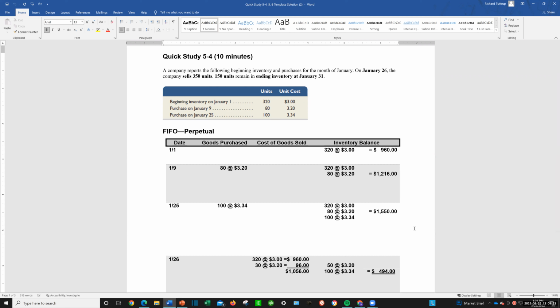But anyway, that's how it kind of works in the FIFO perpetual system. Next video, I'm going to finish it out. We'll do LIFO and weighted average, and then do some other things too about inventory errors and different things like that. So for this video, I think I'm done.